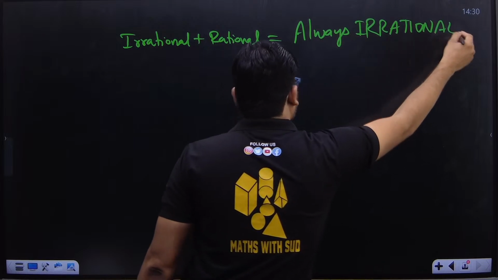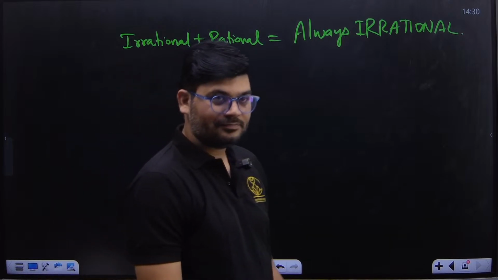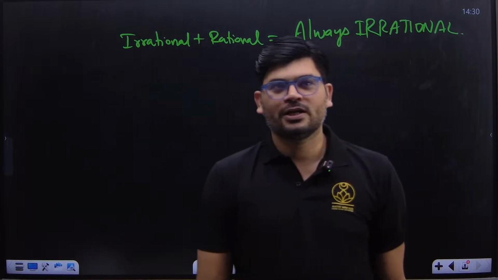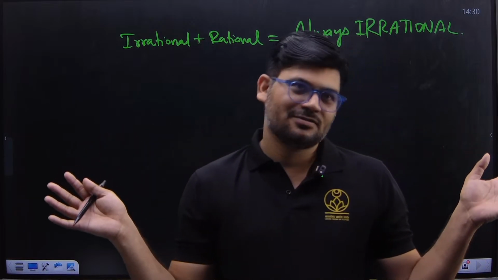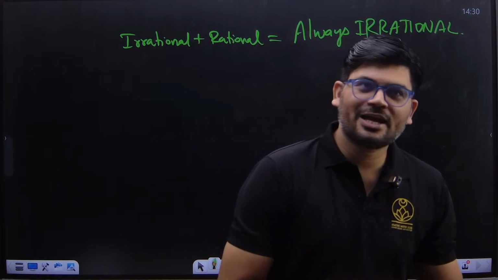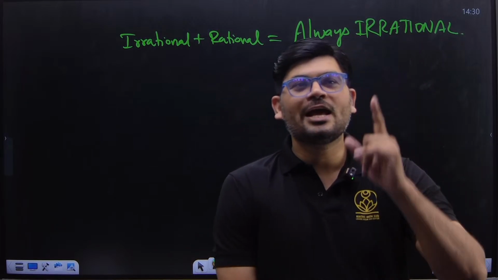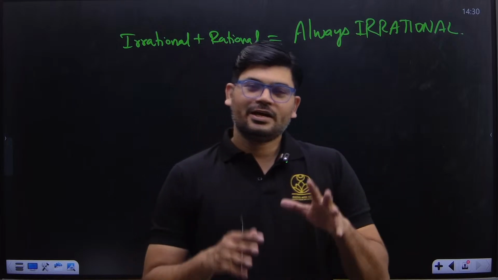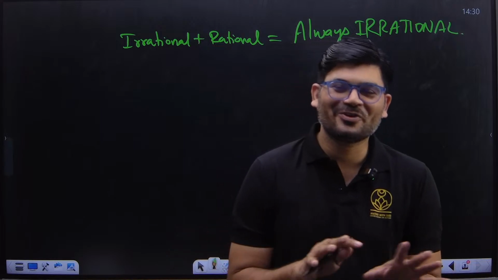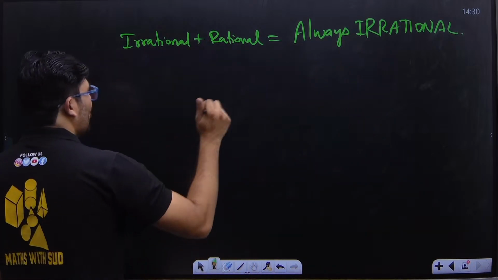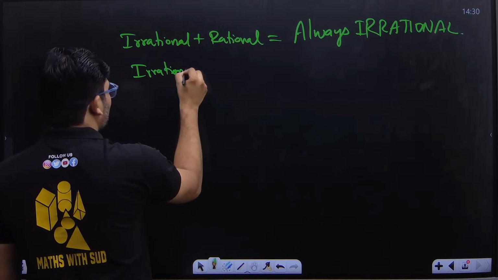See, it's like this. If two thieves combine together, they can become two good persons or two bad persons. So irrational plus irrational can be anything. But if there is one rotten apple and one good apple, it is certainly going to be a rotten apple. It will never become a good apple. So it is always irrational. Again, whatever goes with the addition will also go with the subtraction.